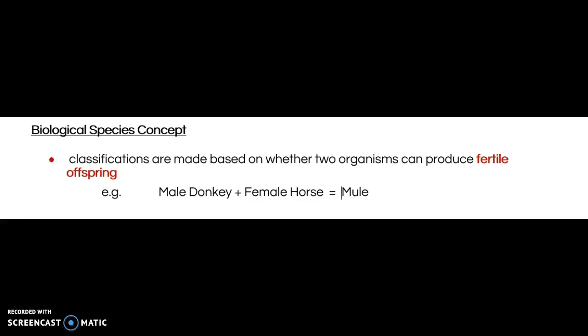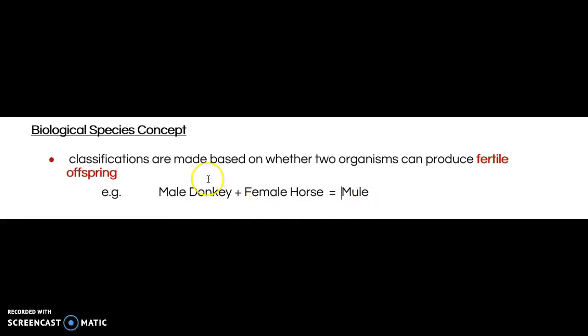And so next is the biological species concept, and I think this is the one that most scientists lean towards. And when we talk about species, this is the one that comes to mind. So this classification is based on whether two organisms can produce fertile offspring. So going back to that initial species definition. So for example, a male donkey and a female horse, when they mate, create a mule.